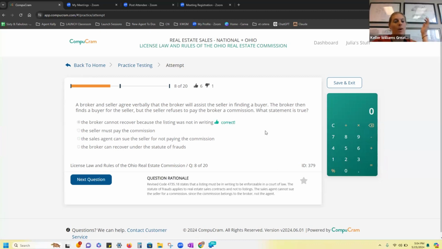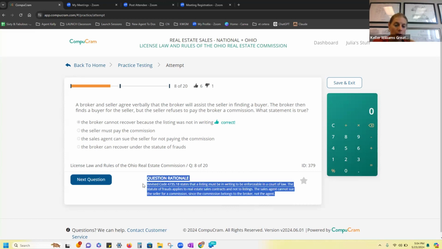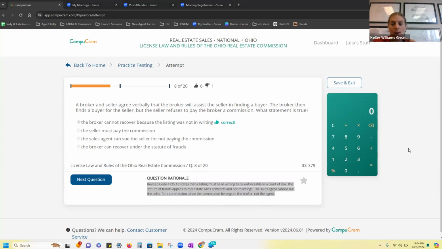The broker cannot recover because the listing was not in writing. So definitely a key thing to know: get everything in writing, whether it's an email, text, whatever, definitely get it in writing. Got it. Because verbal agreements can only take you so far when it comes to things like that.